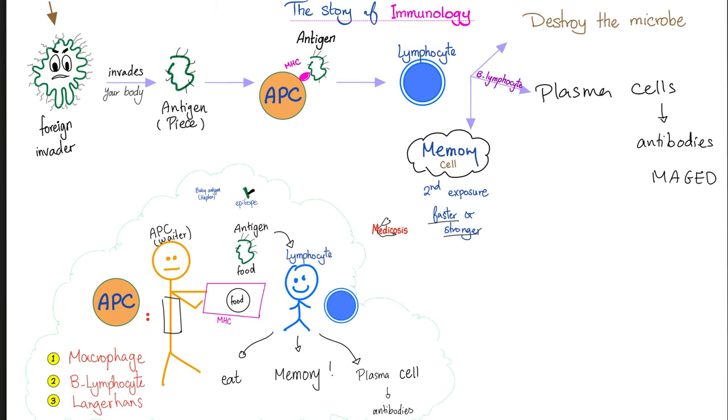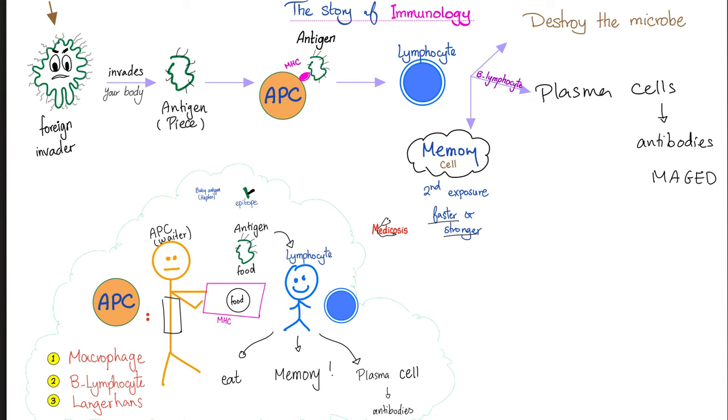The story of immunology. Alright, here is a bacteria. Take a piece, it becomes an antigen. Who's going to present the antigen? The waiter. Who's the waiter? Antigen presenting cell. How do you present the food? I present the food, antigen, on a tray. What's the name of the tray? MHC. Major histocompatibility complex, which was discussed in the previous video. Who's the diner? Who's the customer waiting for the food? The lymphocyte. Once the lymphocyte sees the antigen, i.e.